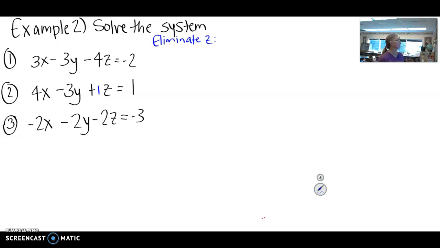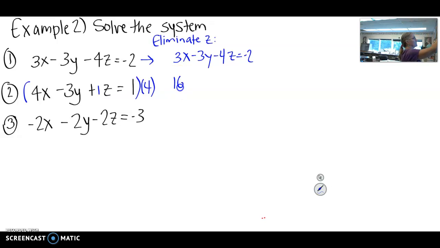negative 4, so I want the coefficient of equation 2 to be a positive 4. So I'm going to multiply every term in equation 2 by 4, and I'm just going to rewrite equation 1 right here. 3x minus 3y minus 4z equals negative 2, and then multiply equation 2 by 4. 4 times 4 is 16, negative 3 times 4 is negative 12, and then plus 4z, which is what I want because I want the z's to be exactly opposite, and then 1 times 4 is 4.